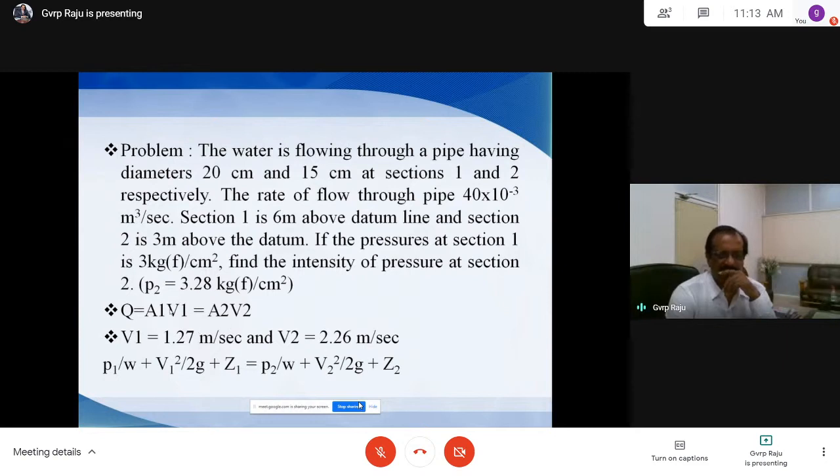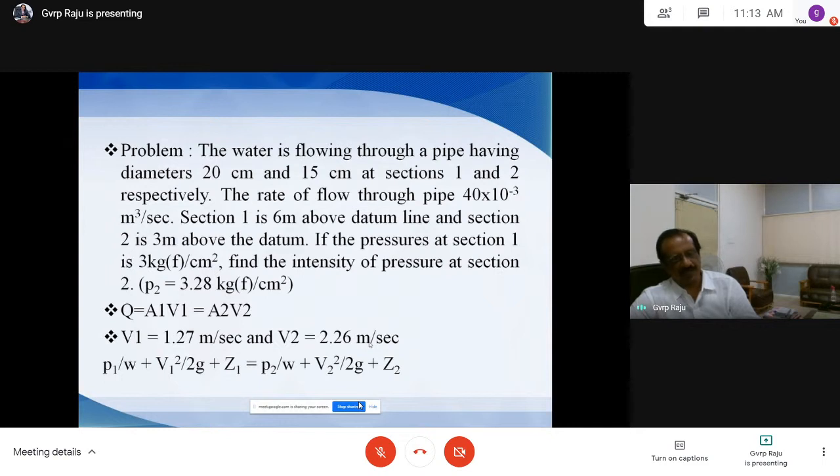1.27 meters per second. And for V2, again we have the value of Q here. Q is equal to A2 V2. Q is 14 into 10 power minus 3 meter cube per second and A2 is pi by 4 into 0.15 square. You can find out V2 is equal to Q by A2, that is equal to 2.26 meters per second.